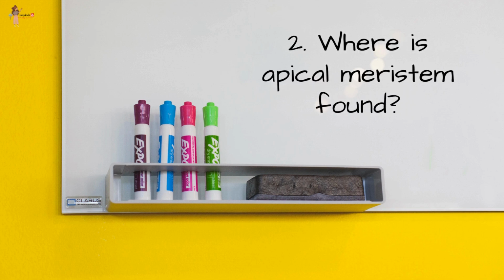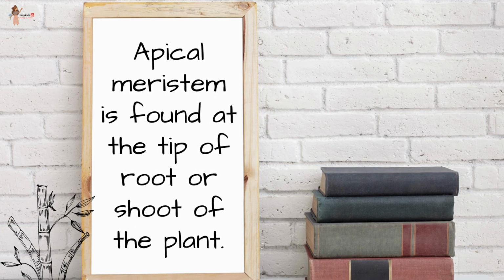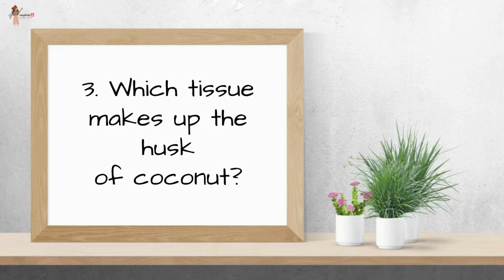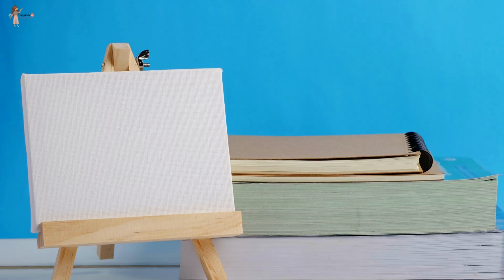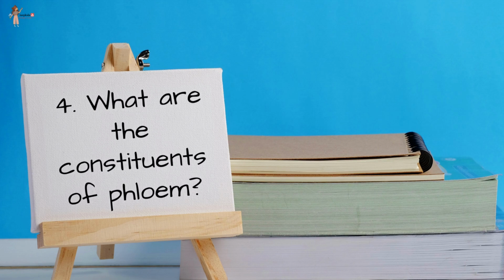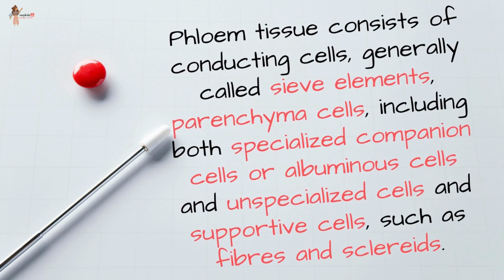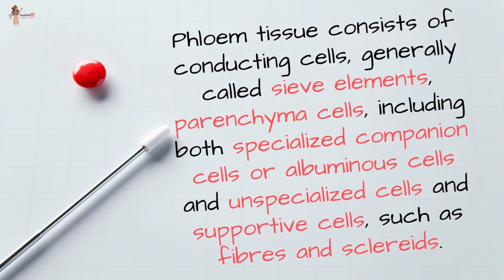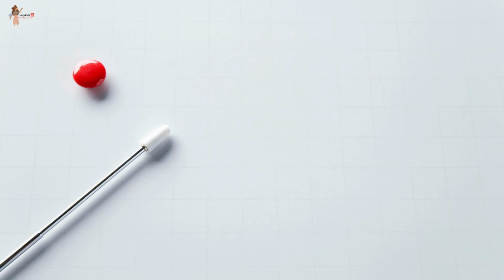Where is apical meristem found? Apical meristem is found at the tip of root or shoot of the plant. Which tissue makes up the husk of coconut? The coconut husk is composed of sclerenchyma tissue. What are the constituents of phloem? Phloem tissue consists of conducting cells generally called sieve elements, parenchyma cells, including both specialized companion cells or albuminous cells, and unspecialized cells, and supporting cells such as fibers and sclereids.